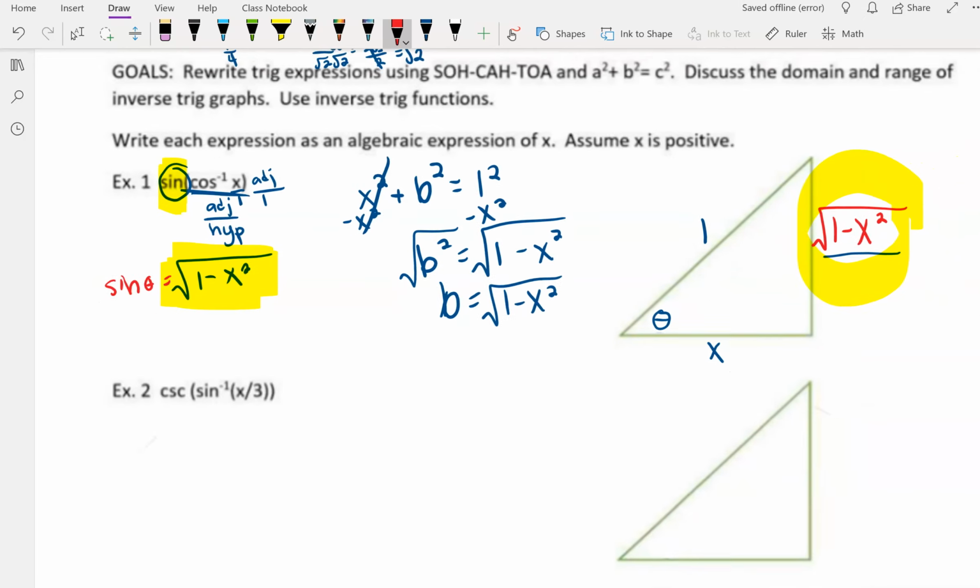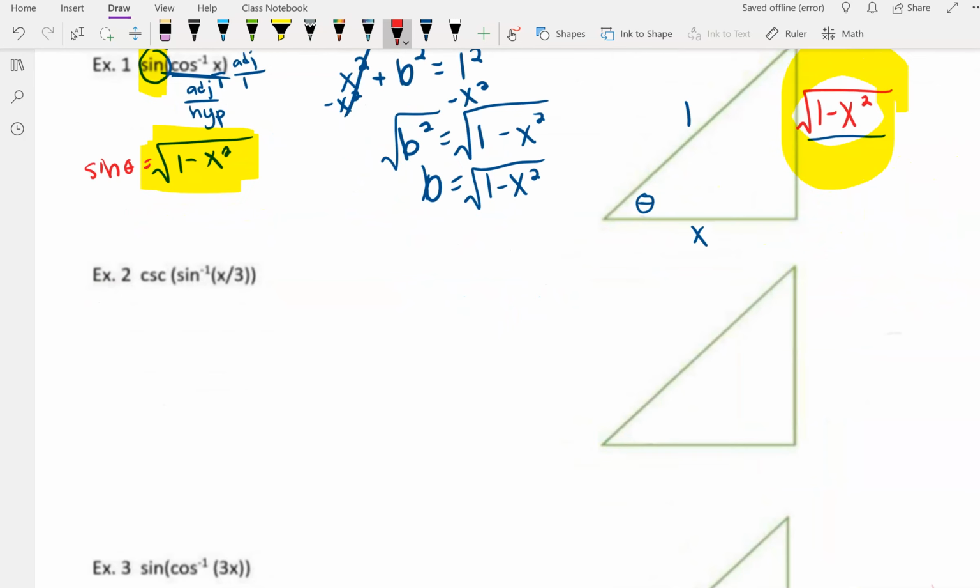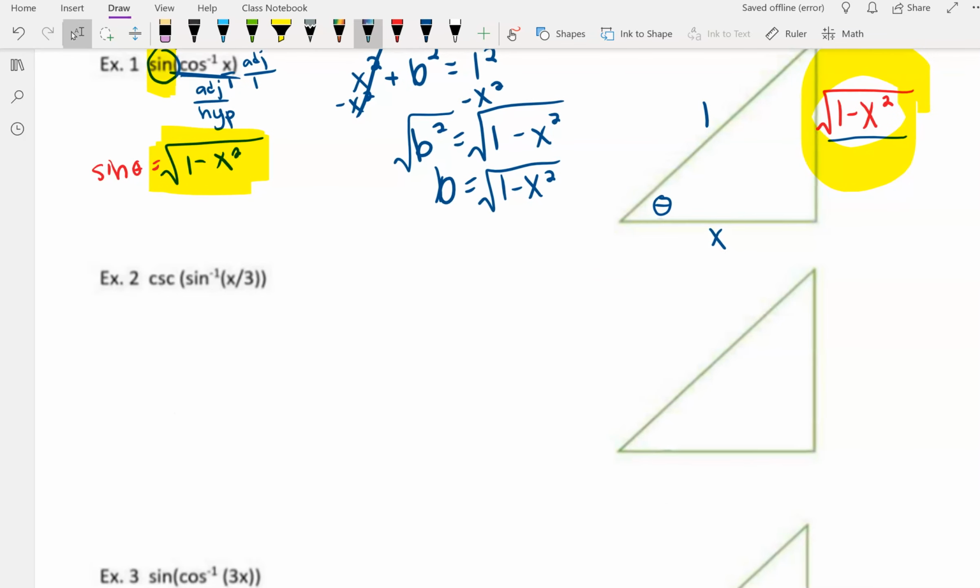All right, moving on. We'll do the same kind of process on the next one, except now we're starting with the inside. Now we're starting with sine. So sine is opposite over hypotenuse. I'm going to put theta in this lower left-hand corner again. Now we're saying opposite is x, and the hypotenuse is 3, because this fraction says x over 3. Opposite over hypotenuse.